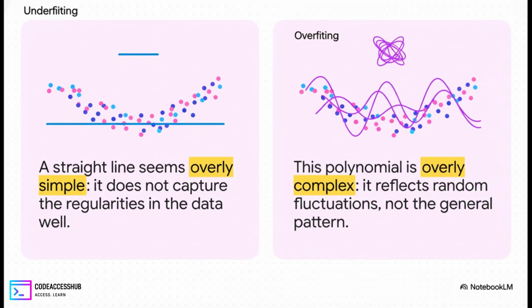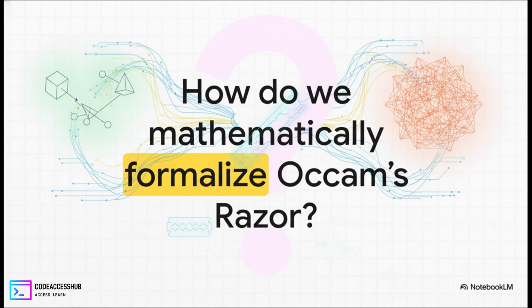That crazy squiggly line, it hits every single data point perfectly. But can you see what's really going on? It hasn't learned the pattern at all. It's just memorized the random wiggles, the noise. This model would be completely useless if you tried to predict any new data points. Absolutely useless.